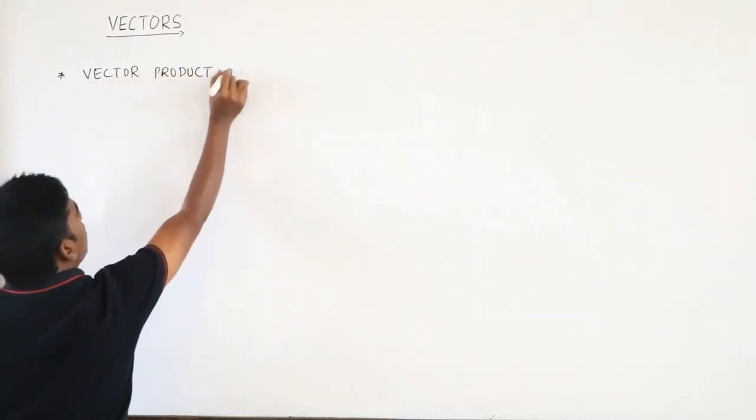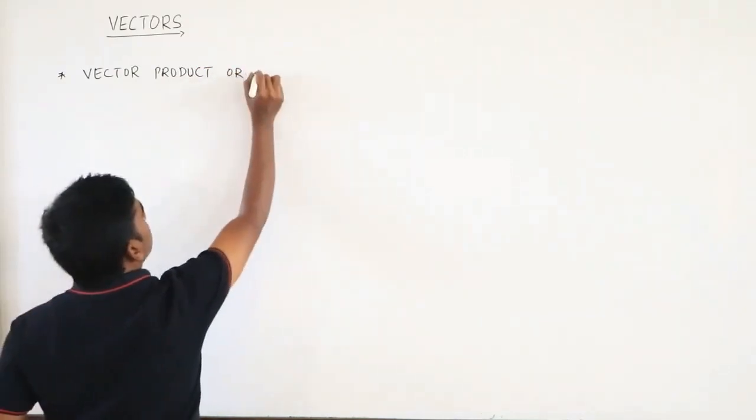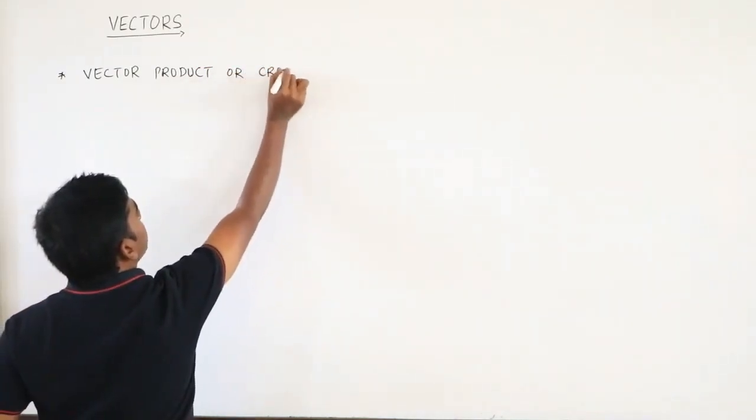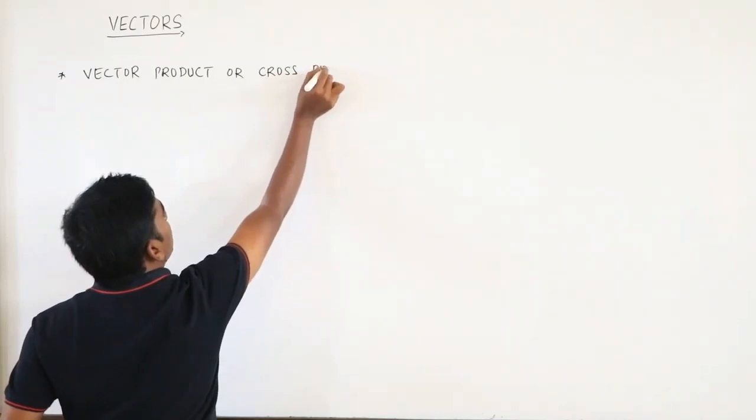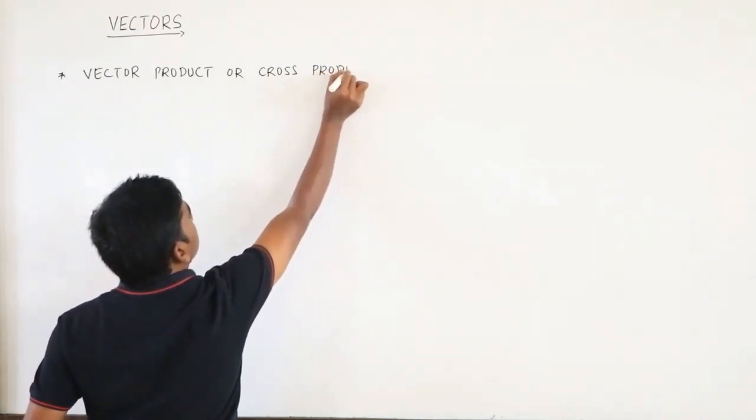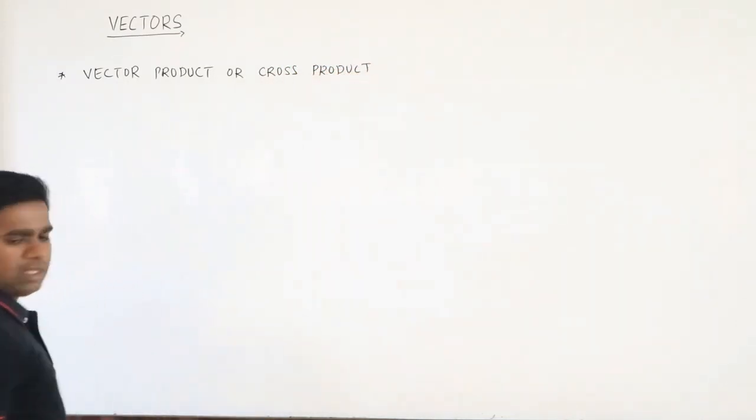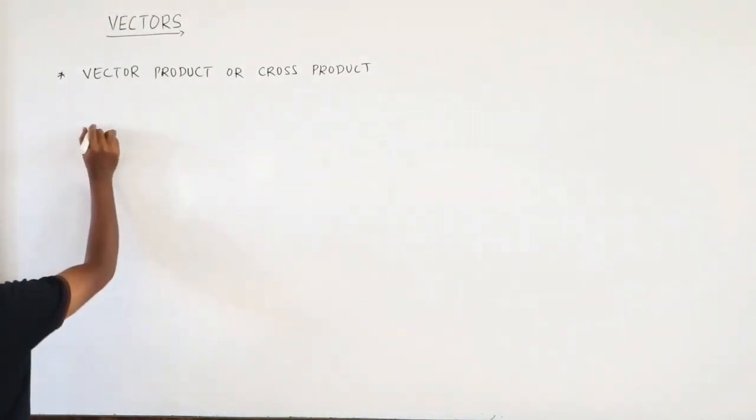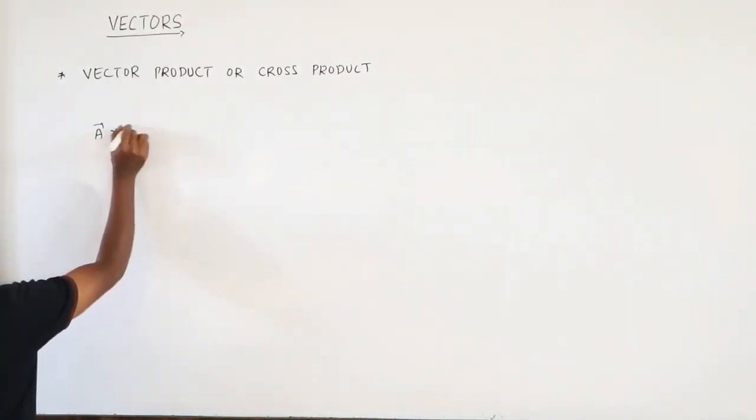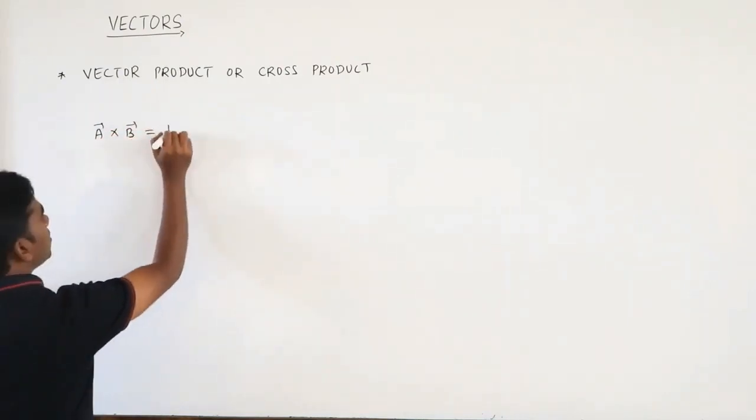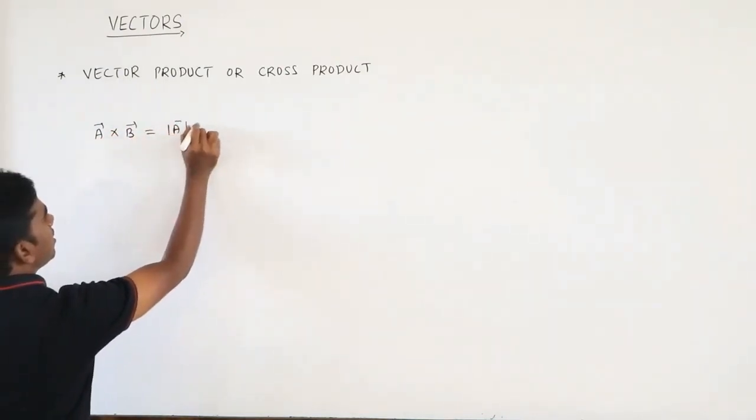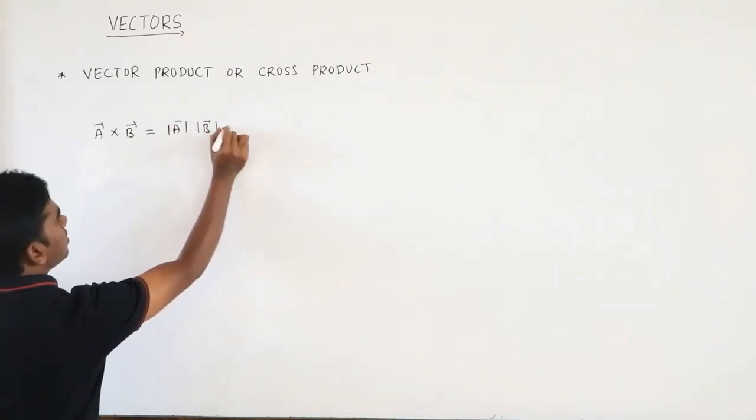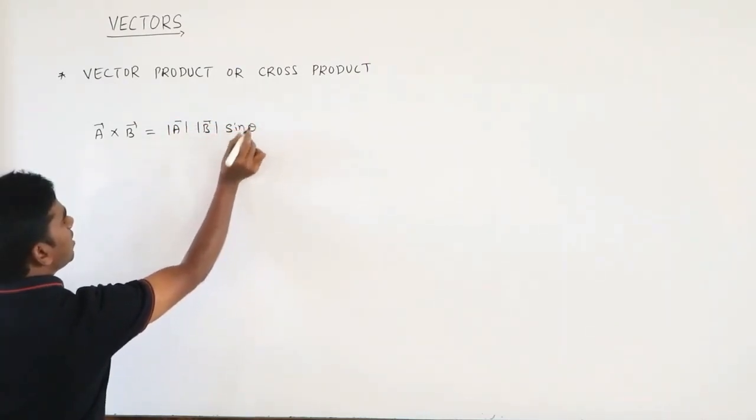Vector product, or cross product. Okay, so what formulas do we have? Vector A cross vector B is going to be the magnitude of vector A, magnitude of vector B, sine of the angle between them.